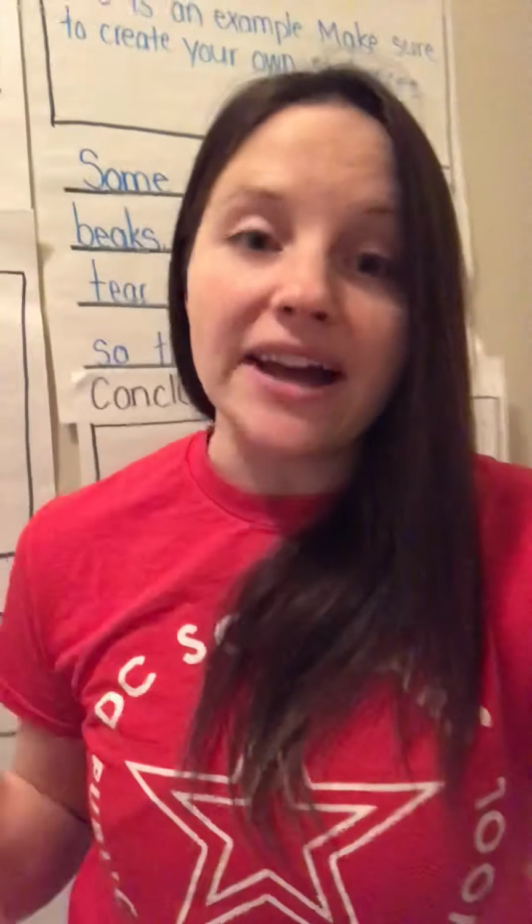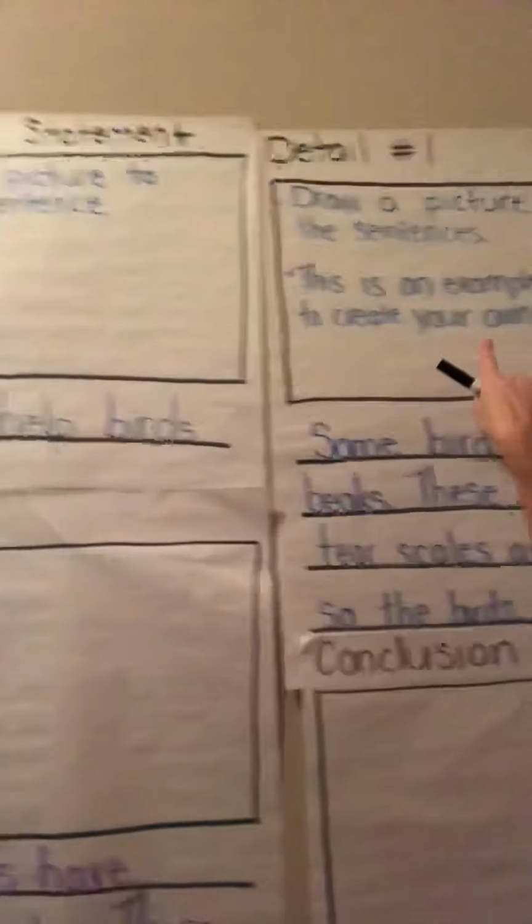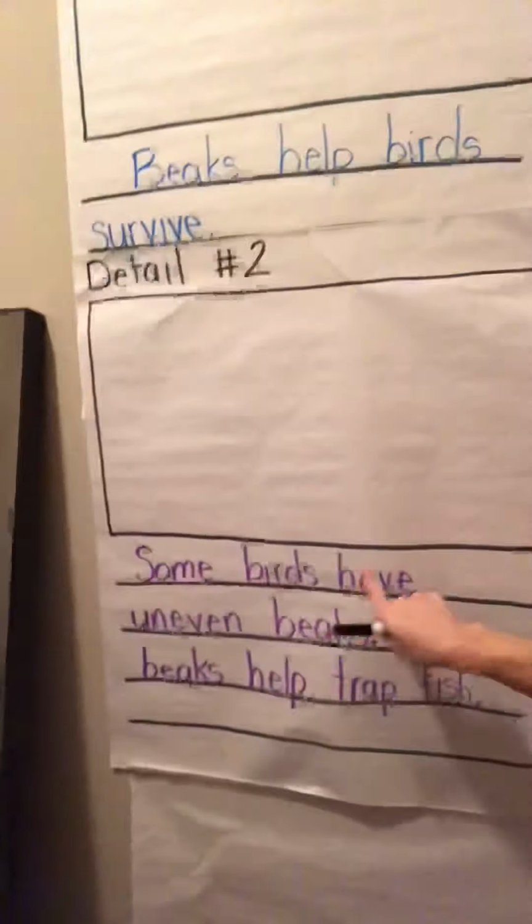Hey scholars, so last week you started creating your sentences for our paragraph about beaks. And remember, we're talking about an informative paragraph, so we're giving our readers information. So we had our focus statement you created, your first detail, a second detail, and a conclusion. But when you're reading, you don't have the sentences all split apart into 4 different pages. They're all put together for one paragraph.